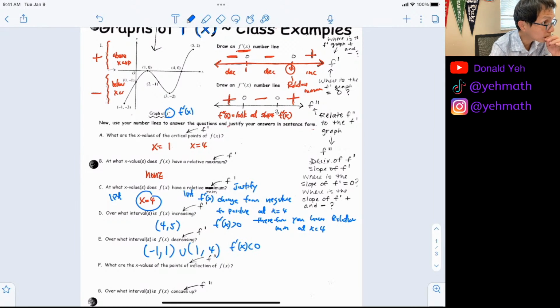But can you explain again why negative 1 to 1 is decreasing? Negative 1 to 1, because here's negative 1. Negative 1 to 1 is decreasing according to the number line. F prime of x has a minus sign, so f of x is decreasing.